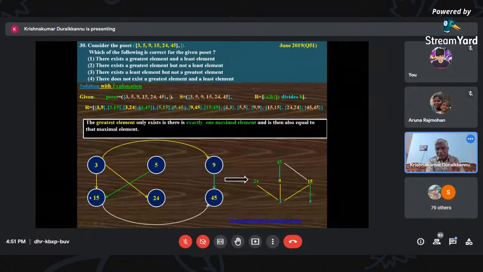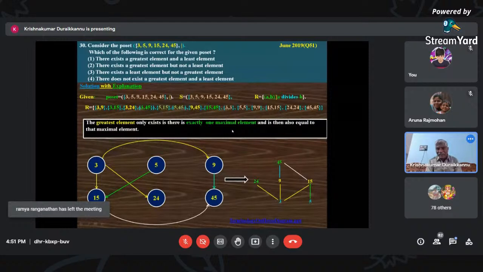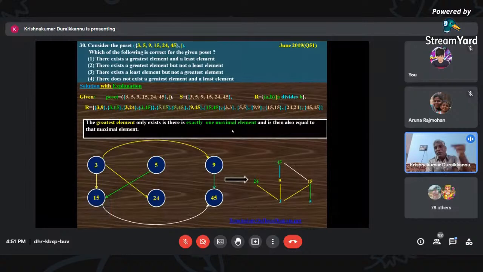So here, the maximal element is any element in the diagram that does not have any value above it. Here 24 and 45 have no element above them, so these two are maximal elements. So 24 and 45 are maximal elements.